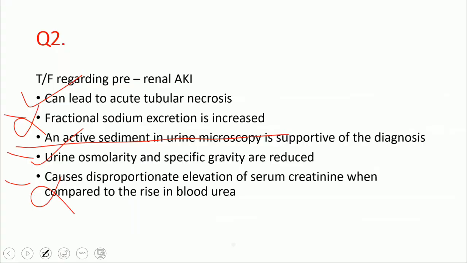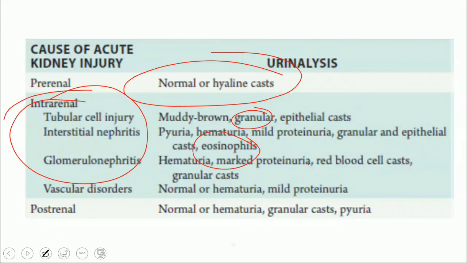Active sediment, the word active sediment refers to you're seeing something: granular casts, red cell casts, something, right? In pre-renal AKI, you do not usually get an active sediment. It is just bland. The opposite of active is bland sediment. So you're going to see a bland sediment in the urine. Right. So these two things are important, right?